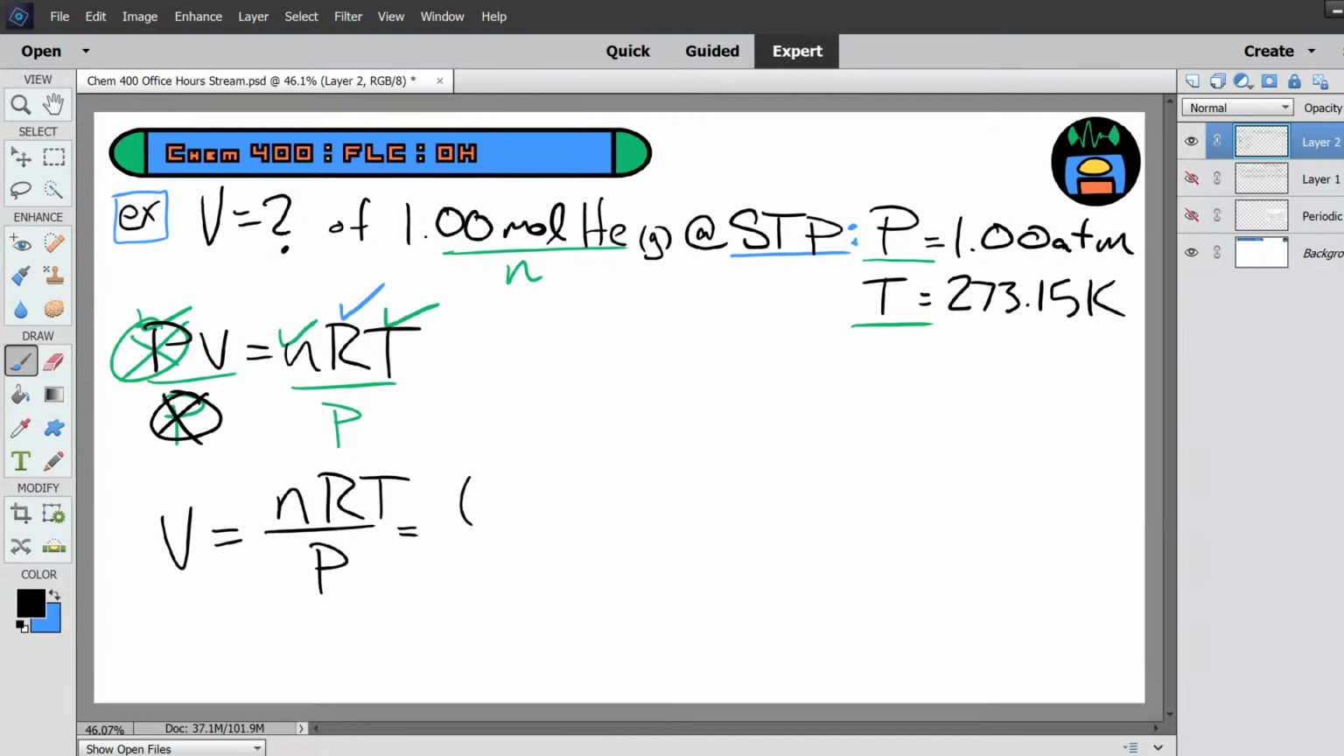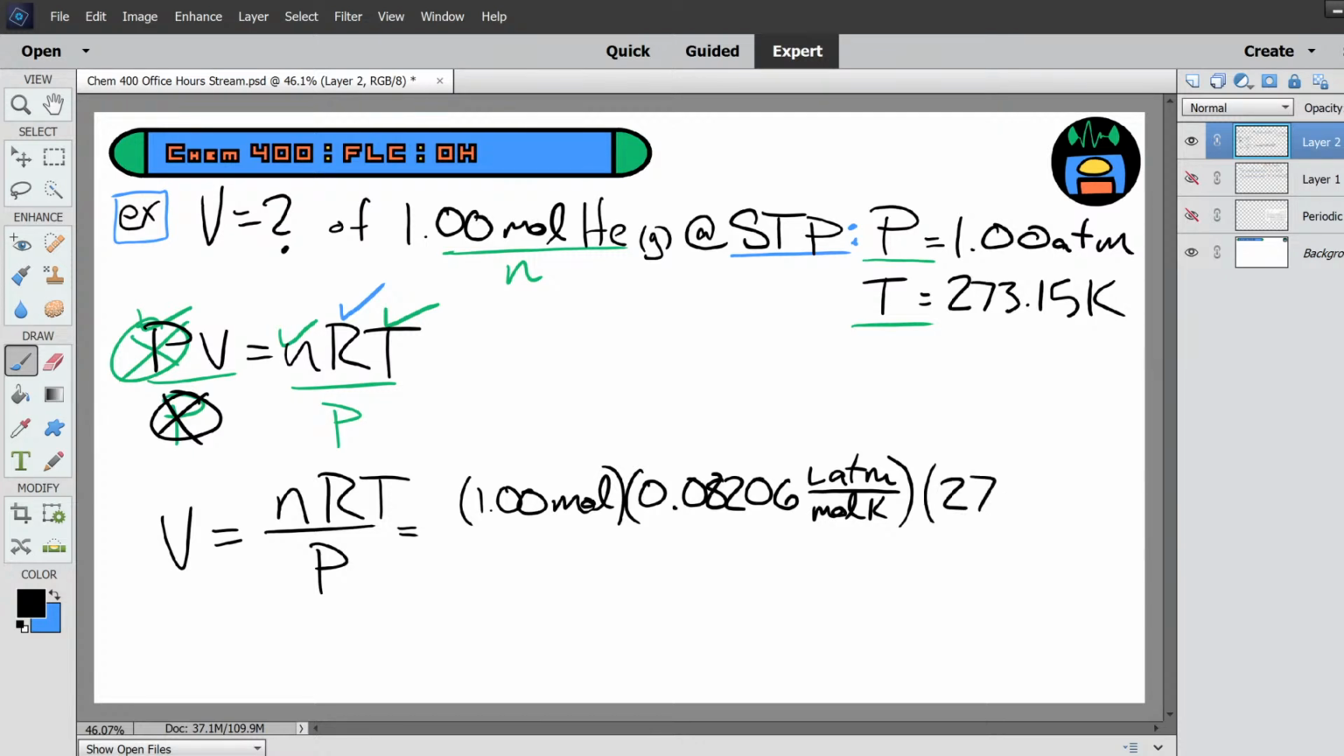And now we can plug in our quantities, 1.00 moles times R, which is 0.08206. You'll notice this has 4 sig figs. You may be used to using a value for the ideal gas constant that has fewer. In this class, you need to use the value for the ideal gas constant that has 4 sig figs. Otherwise, you'll get things wrong. So make sure that you're using 0.08206 as I am here.